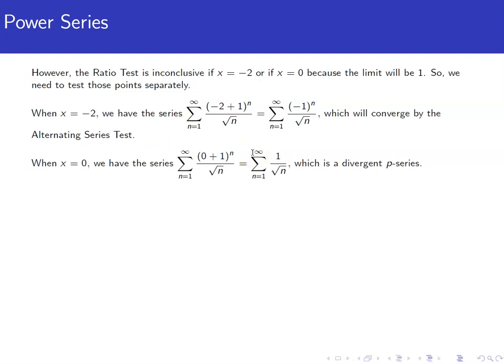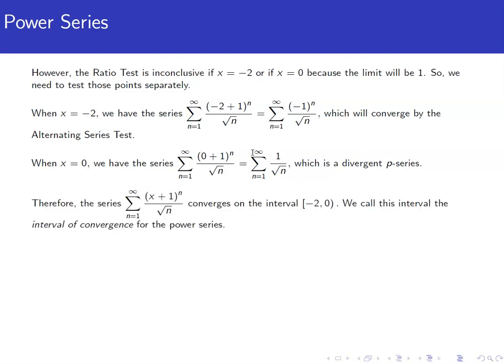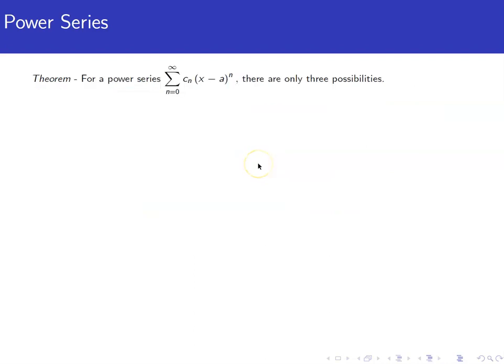If x is equal to 0, when we plug in 0, we'll just get 1 over root n, because 1 to the n is always 1. That's 1 over n to the 1/2. That's a divergent p-series. So the series will converge on the interval -2 included, 0 excluded. So any x that we pick from that interval, the series will converge if we plug it in. We refer to that as the interval of convergence for the series.